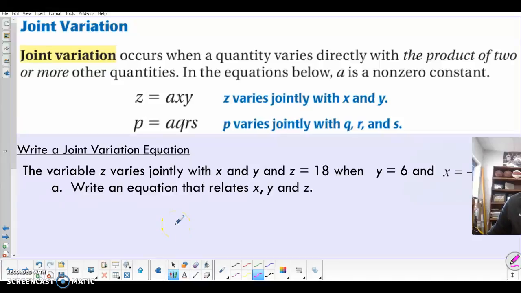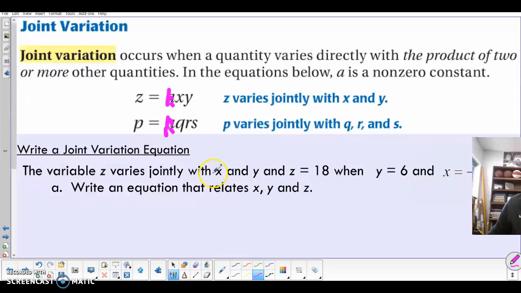All right, in the third video now, we're going to be looking at the idea of joint variation to go along with inverse variation. So joint variation occurs when a quantity varies directly with the product of two or more other quantities. In the equations below, A is a non-zero constant. Again, if you want to put K there or A there, whatever. K for constant.